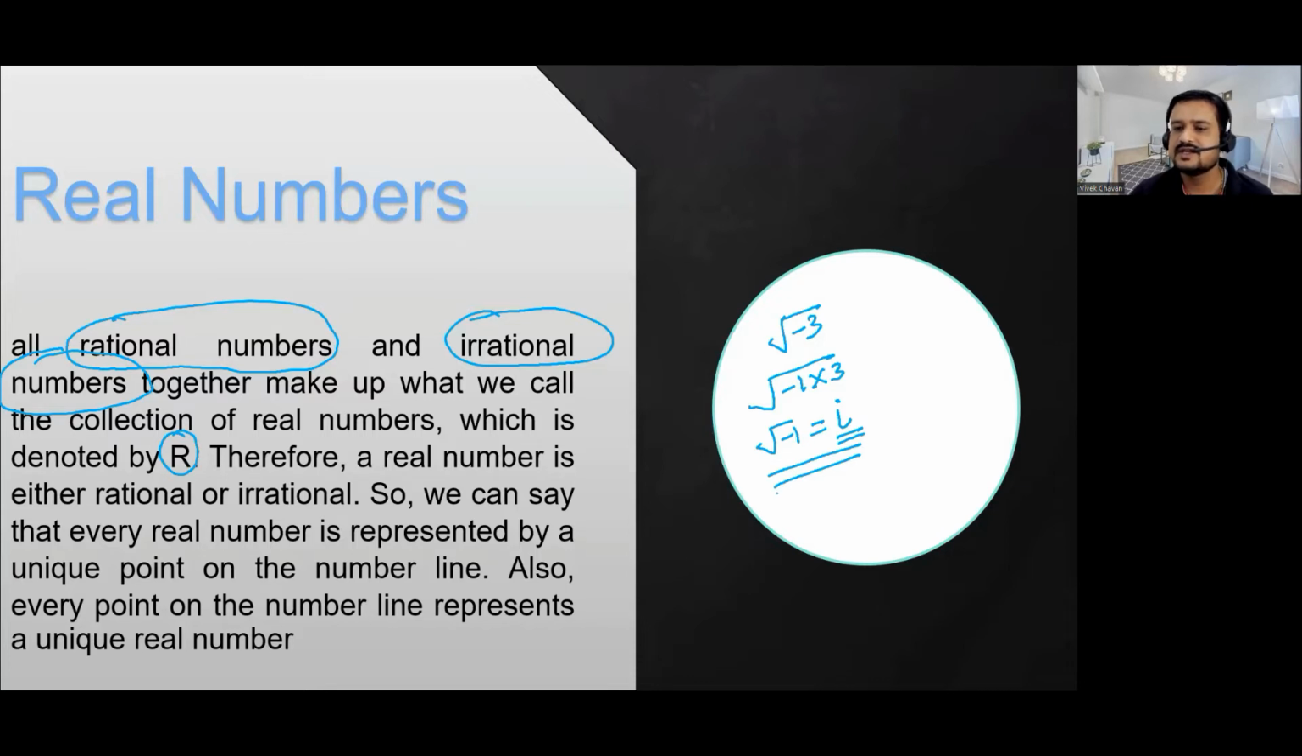22 by 7, that is also an example of a real number, correct? Because in real numbers, all the rational numbers and irrational numbers come up together. So whatever is displayed on this page, you will again write it in the CW and you will write the examples also. Don't write this example of under root of minus 3 because this is not a real number. It is a complex number.